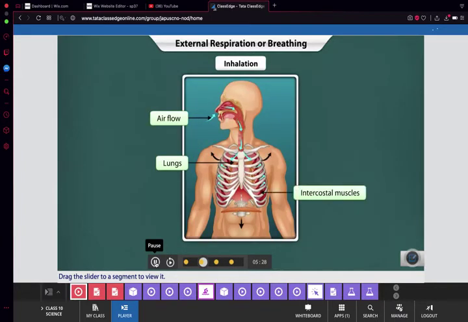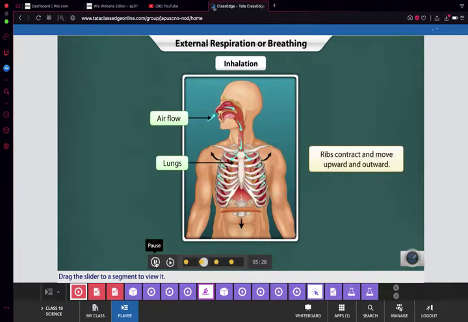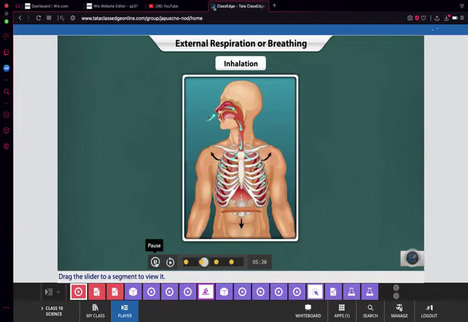the intercostal muscles between the ribs contract. This raises the ribs upward and outward. At the same time, the dome-shaped diaphragm contracts and flattens as it moves downwards. The contraction of the intercostal muscles and the diaphragm increases the volume of the thorax.